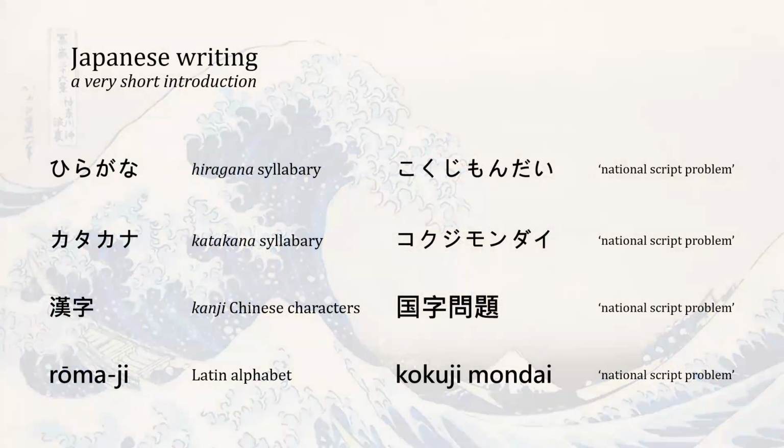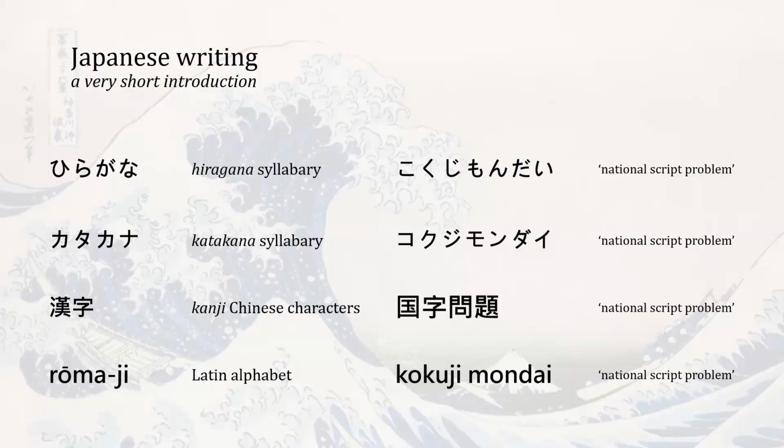This is a very short introduction to Japanese writing. This is modern contemporary Japanese. We've got a handful of different scripts. We've got two, I'm going to call them syllabaries, hiragana and katakana. There are Chinese characters and there's a Latin alphabet. And broadly, you can pretty much write anything using whichever script, and it's mostly codified, but it's also sociolinguistic.